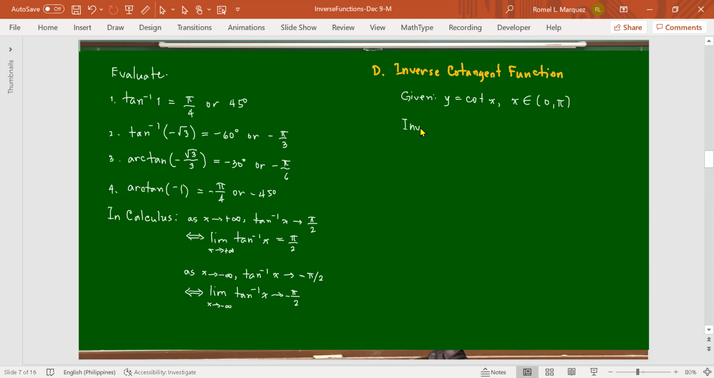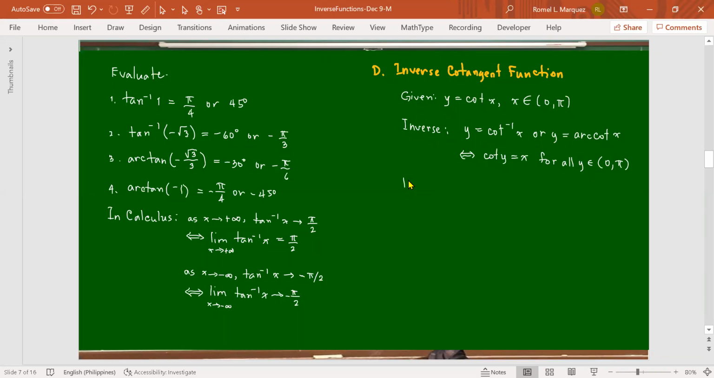So its inverse is defined by y equals cot superscript -1 of x, read as inverse cotangent of x, or y equals arc cotangent of x. Now, this is true if and only if cotangent of y is equal to x. So you take cotangent of y and you must be able to get the x. But of course, for all y between 0 to pi, open interval 0 to pi. So this restricted domain of cotangent x becomes the range of the inverse cotangent x.